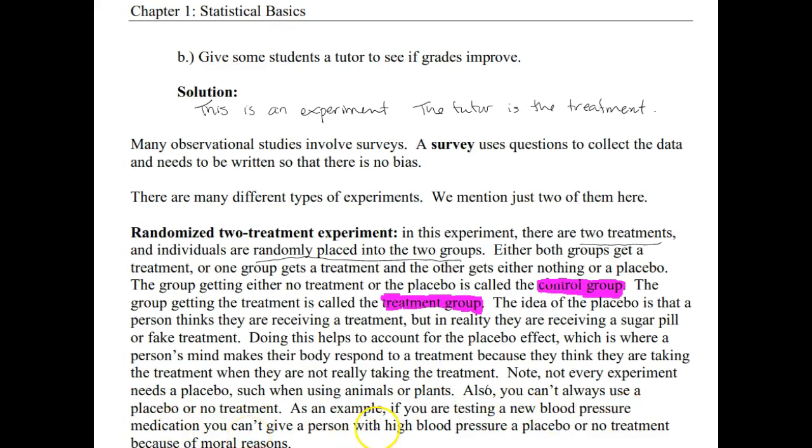Okay, as an example, if you're testing a new blood pressure medication, you can't give a person with high blood pressure a placebo or no treatment because of moral reasons. Although that has been done in our own past when they were testing the new vaccine for polio many years ago. Okay, they gave that vaccine to a bunch of children across the United States. Some children actually got the polio vaccine, others got a placebo. At the time, they all thought they were getting the vaccine, but it was a study at the time that they felt was necessary to determine if the vaccine was actually effective or not.